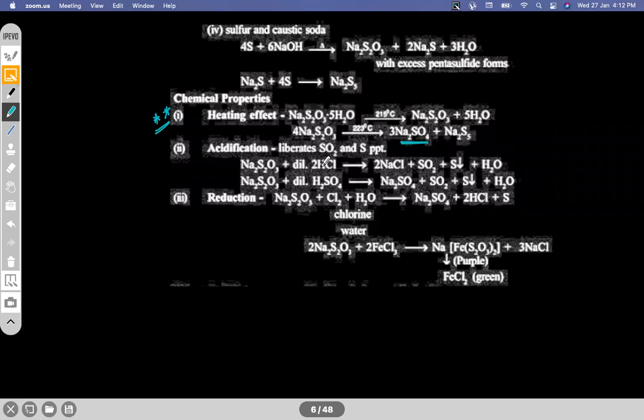Acidification: if you add acid to this solution, then sulfur dioxide gas evolves and sulfur precipitates. So what you have to memorize: sodium thiosulfate on acidification liberates SO2, sulfur dioxide. Reduction with chlorine water forms sodium sulfate. It is not that important, okay? This complex color you must remember: sodium thiosulfate with FeCl3 forms a complex of iron of purple color and FeCl2 of green color here.